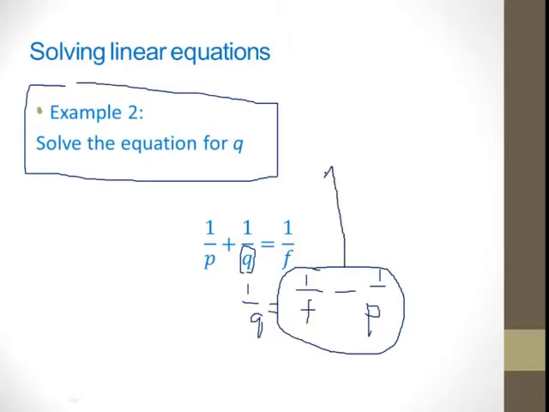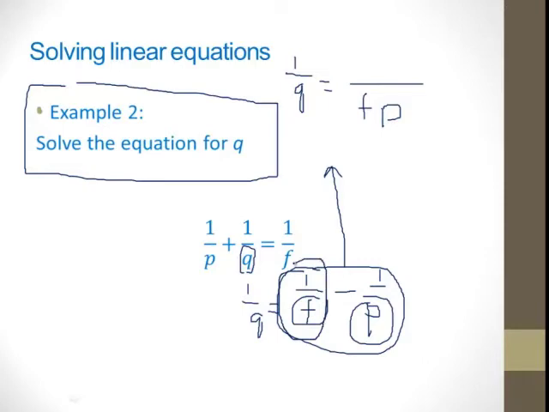So I'm going to move up here just so I don't go off the page. Let's take a look at what happens. I've got 1 over Q here. What I need to do over on the other side is to rename this in terms of a common denominator. It doesn't have to be the lowest common denominator. It just has to have both of these factors in it. So I'm going to say, all right, well, the common denominator would be F times P.